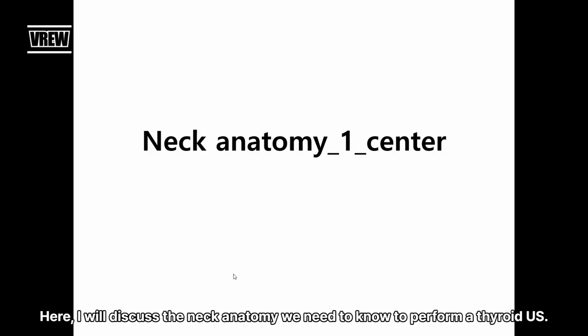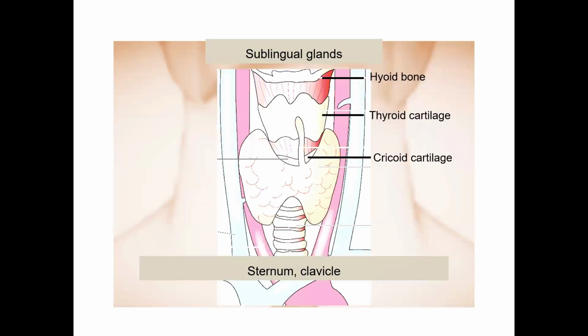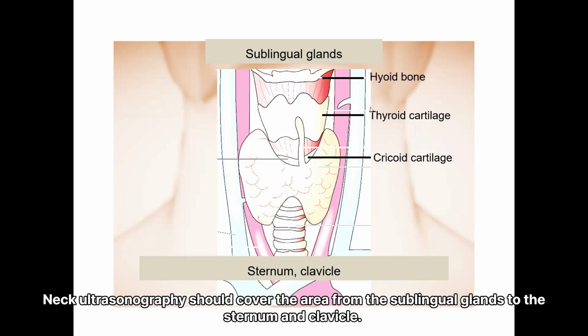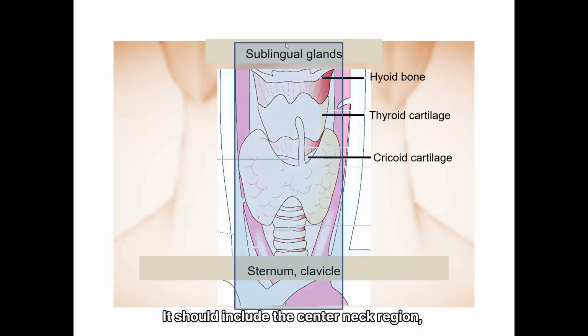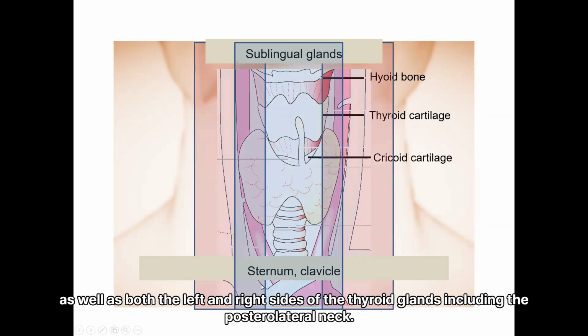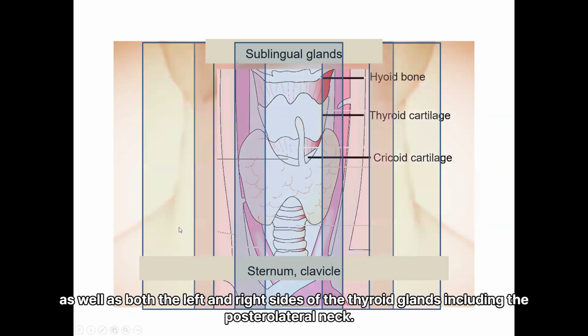Here, I will discuss the neck anatomy we need to know to perform a thyroid US. Neck ultrasonography should cover the area from the sublingual glands to the sternum and clavicle. It should include the center neck region, as well as both the left and right sides of the thyroid glands, including the posterolateral neck.